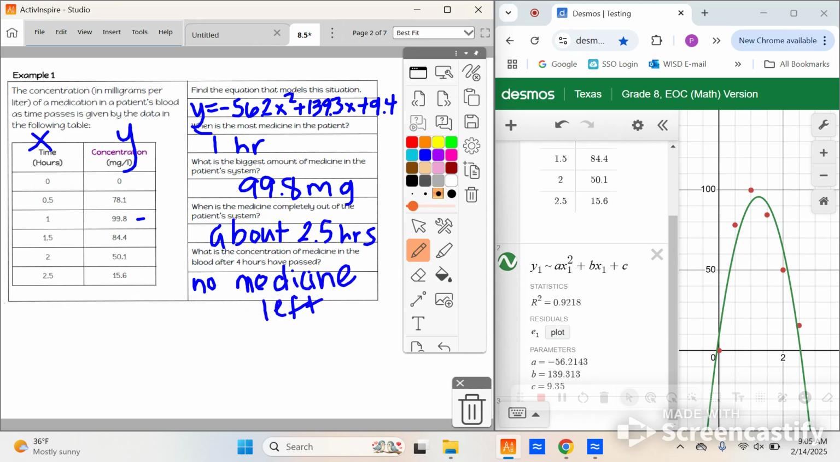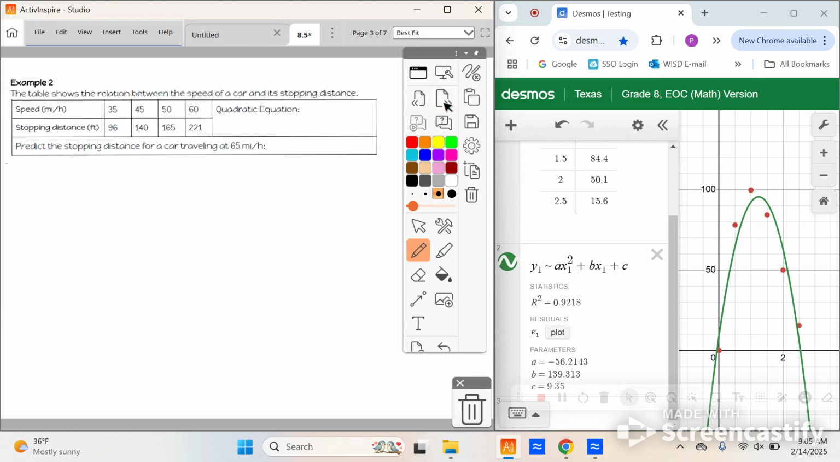All right, now example 2, a table shows the relation between the speed of a car and its stopping distance. So speed is miles per hour, stopping distance is feet. And again, we have to recognize that our x value is the independent variable. So our speed is independent. The stopping distance is affected by the speed. So our speed is our x and our stopping distance is our y.